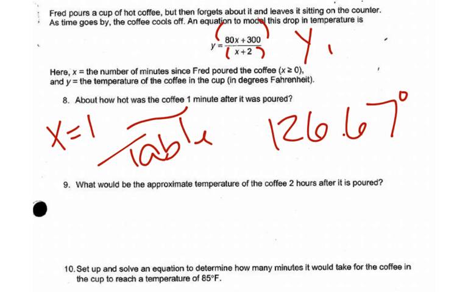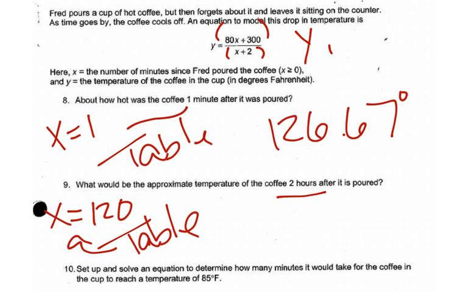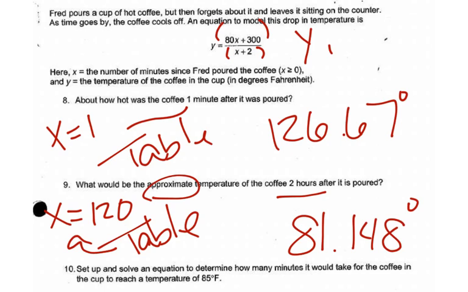Number 9, it doesn't show up on your review, but you still need to know how to do it. What would be the approximate temperature of the coffee 2 hours after it is poured? Well, 2 hours is still talking about x, except that x is in minutes, and 2 hours would be 120 minutes. So you're going to look at your table where x is 120. You can either scroll way down, or you can do second table set and tell it to start at 120, go back to your table, and you will discover that it was 81.148 degrees. You could tell me 81 because it said approximate.